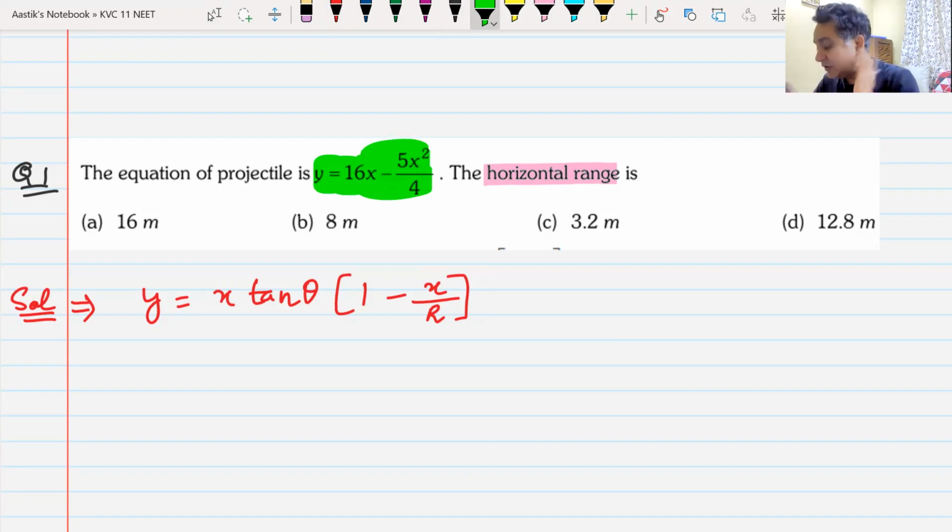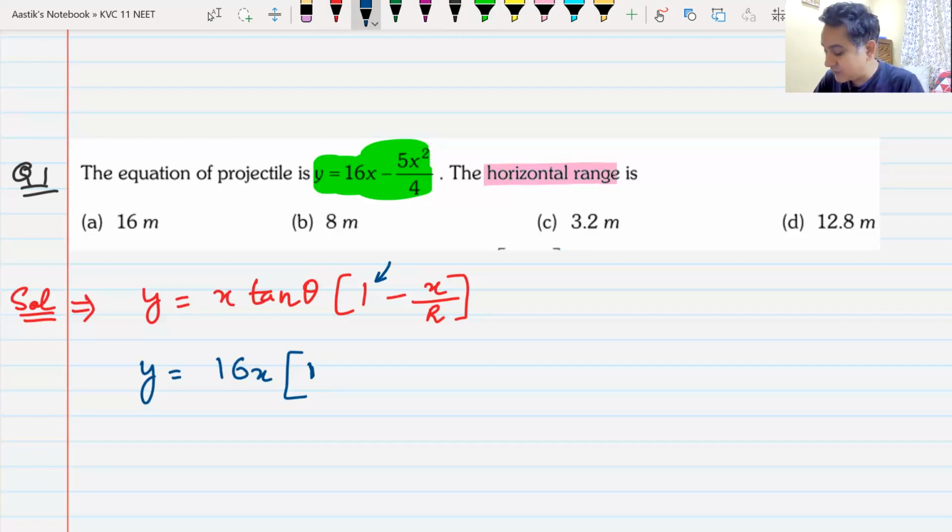How do I write it? This is simple maths, nothing else. So I write y is equal to, everything with x has to come out. So 16x comes out. Now let us see what remains inside the bracket. I've taken 16x out, so 1 remains here. Yes or no? And 1 has to remain here, right? So 1 and 1. Now it matches.